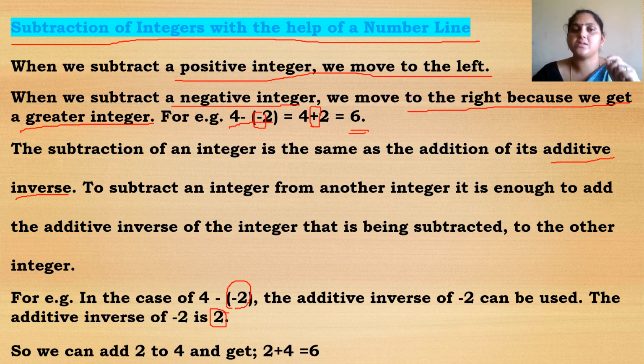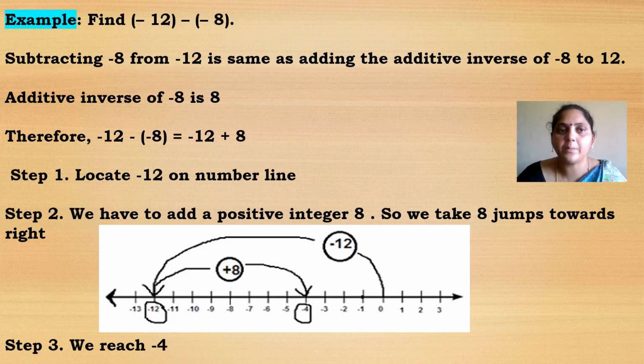So in the case of subtracting a negative integer, we have to write the additive inverse of the number which is in the bracket. Understood, Nana? Now we will go further. One more example I will show you here. Find minus 12 minus of minus 8.